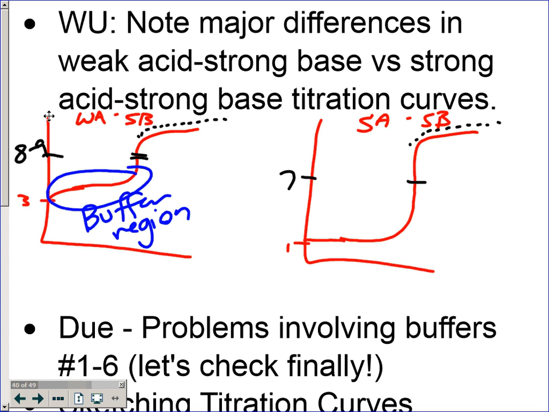Okay, so we are finally going to check 1 through 6 on buffers, or problems with buffers, and then we're going to kind of go through some more titration steps, okay? So overall, though, we're going to do some upfront work with titrations, and then we're going to work on our pre-lab or our buffer lab tomorrow.